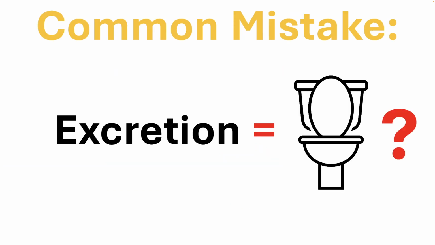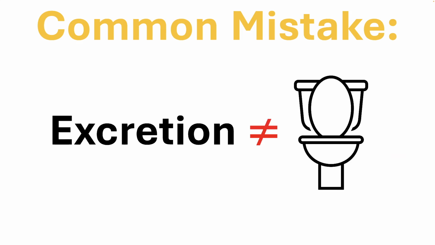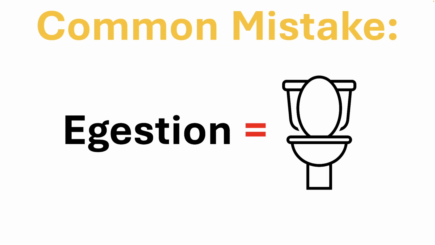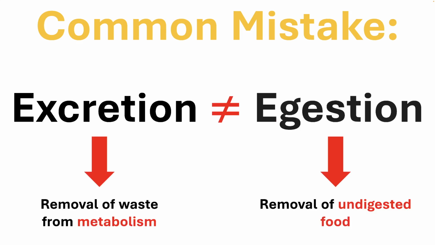But here's a common mistake that a lot of students will make. It's natural to assume that if excretion counts as getting rid of waste, then pooping must be a part of excretion too, right? Not quite. Pooping, or the removal of fecal waste, is actually a different process entirely, known as egestion. It's important to understand the difference here to ensure you don't make this mistake in the exam.